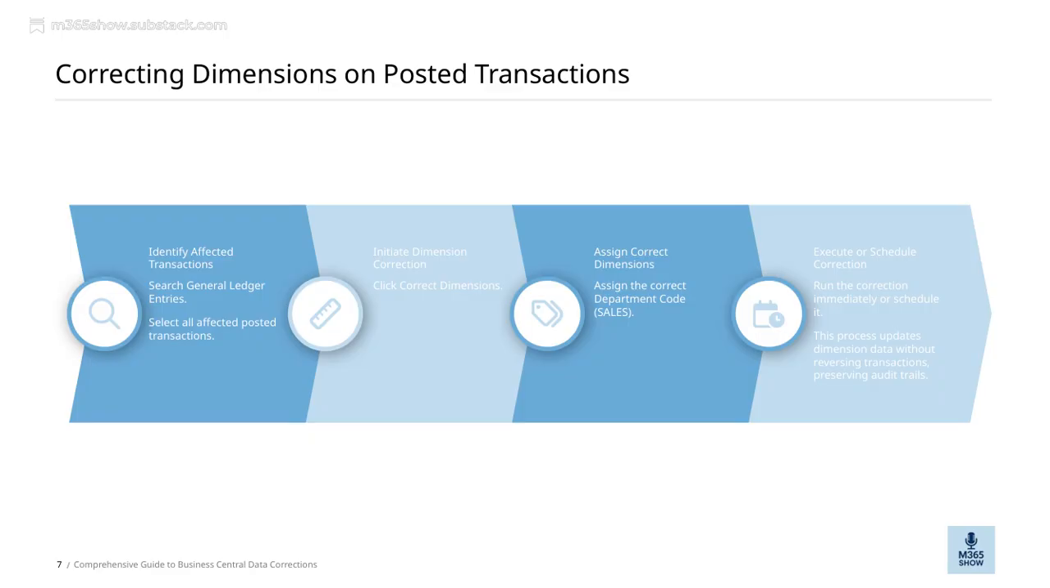To do this, you'll assign the correct department code, such as sales, and then proceed to assign the correct dimensions. Simply click on Correct Dimensions to initiate this process.